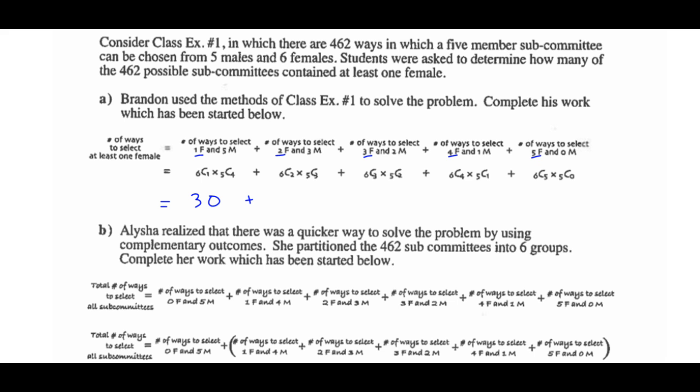That's the way we can have 1 female, 5 males. 2 females and 3 males. 6 choose 2 is 15. 5 choose 3 is 10, so that's 150. Plus 6 choose 3 is 20. And 5 choose 2 is 10, so that's another 200. Plus 6 choose 4 is 15, and 5 choose 1 is 5, so that's another 75. And 6 choose 5 is 6, and 5 choose 0 is 1, so that's another 6. So if you add all those up, we get 461 possible ways.